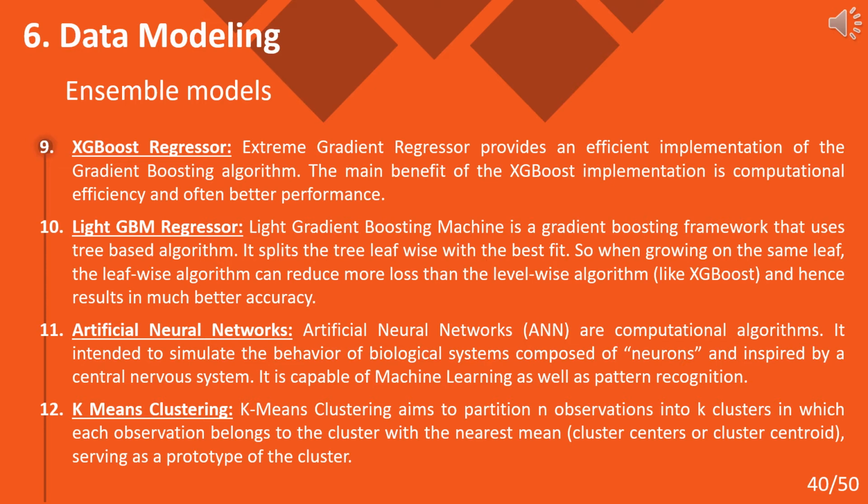Artificial neural networks. Artificial neural networks are computational algorithms intended to simulate the behavior of biological systems composed of neurons and inspired by the central nervous system. It is capable of machine learning as well as pattern recognition. K-means clustering. K-means clustering aims to partition n observations into k clusters in which each observation belongs to the cluster with the nearest mean, with the cluster center or cluster centroid serving as a prototype of the cluster.